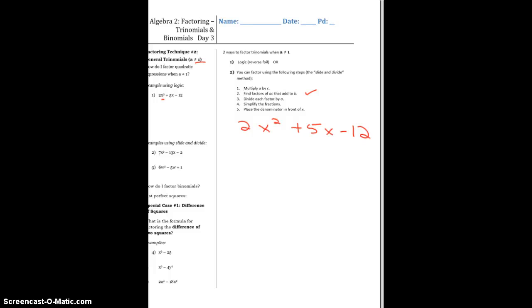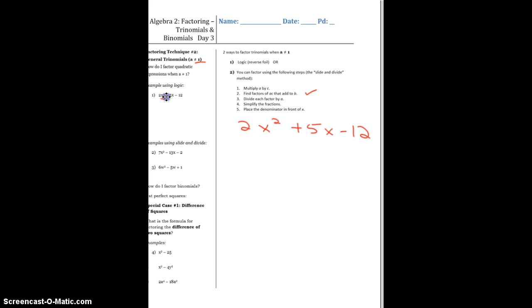All right, so this is day 3, Unit 2A, factoring trinomials and binomials. First, we're going to learn about factoring technique number 2, and that's when you have a trinomial and the a value is some number other than 1.